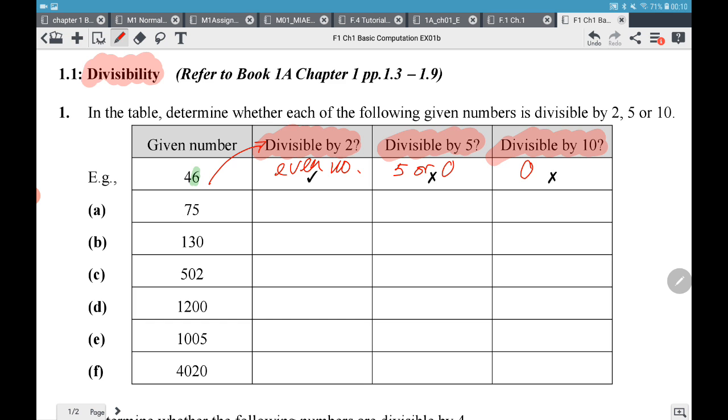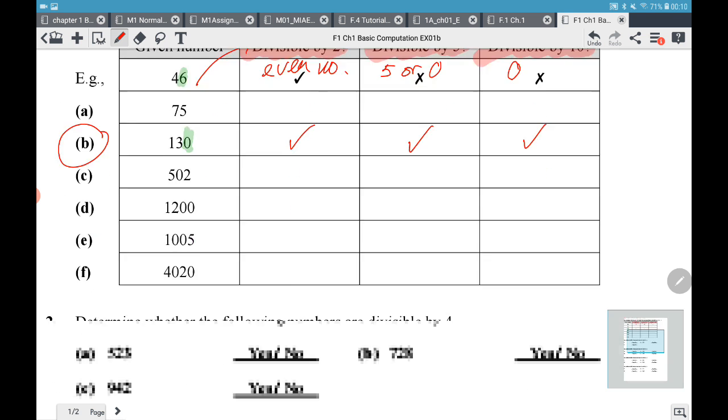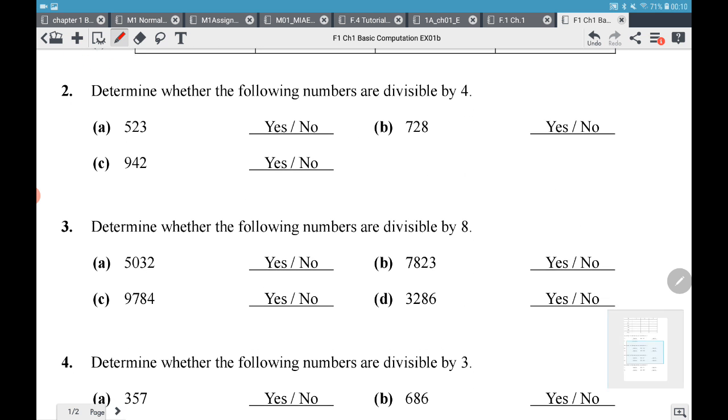Therefore, maybe we can take a look at, for example, part B, 130. So we check the last digit. It is 0. And in fact, 0 is also an even number. Therefore, it is divisible by 2. And 0 means it is divisible by 5. And again, it is divisible by 10 because the last digit is 0. So we put a tick or a cross to show the divisibility by 2, 5, and 10.